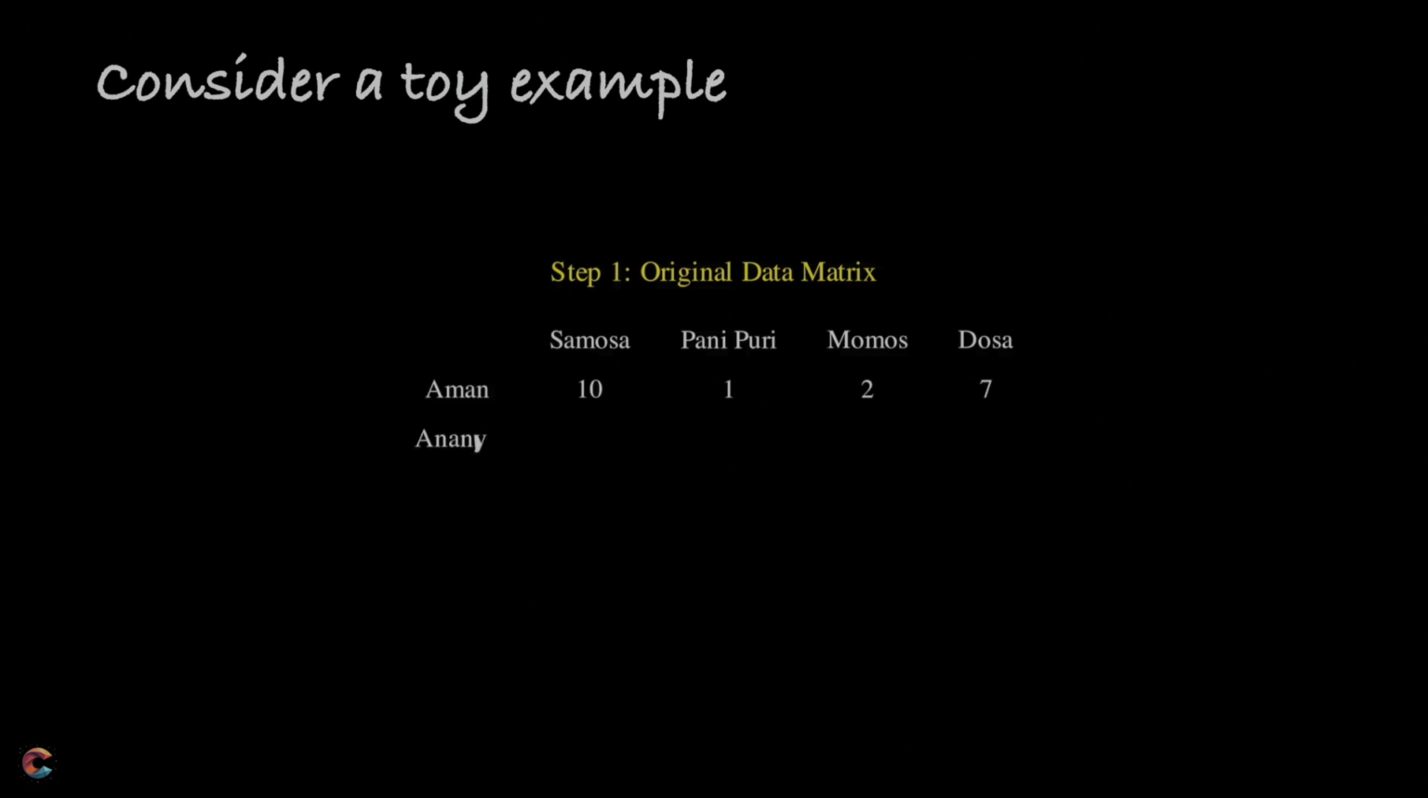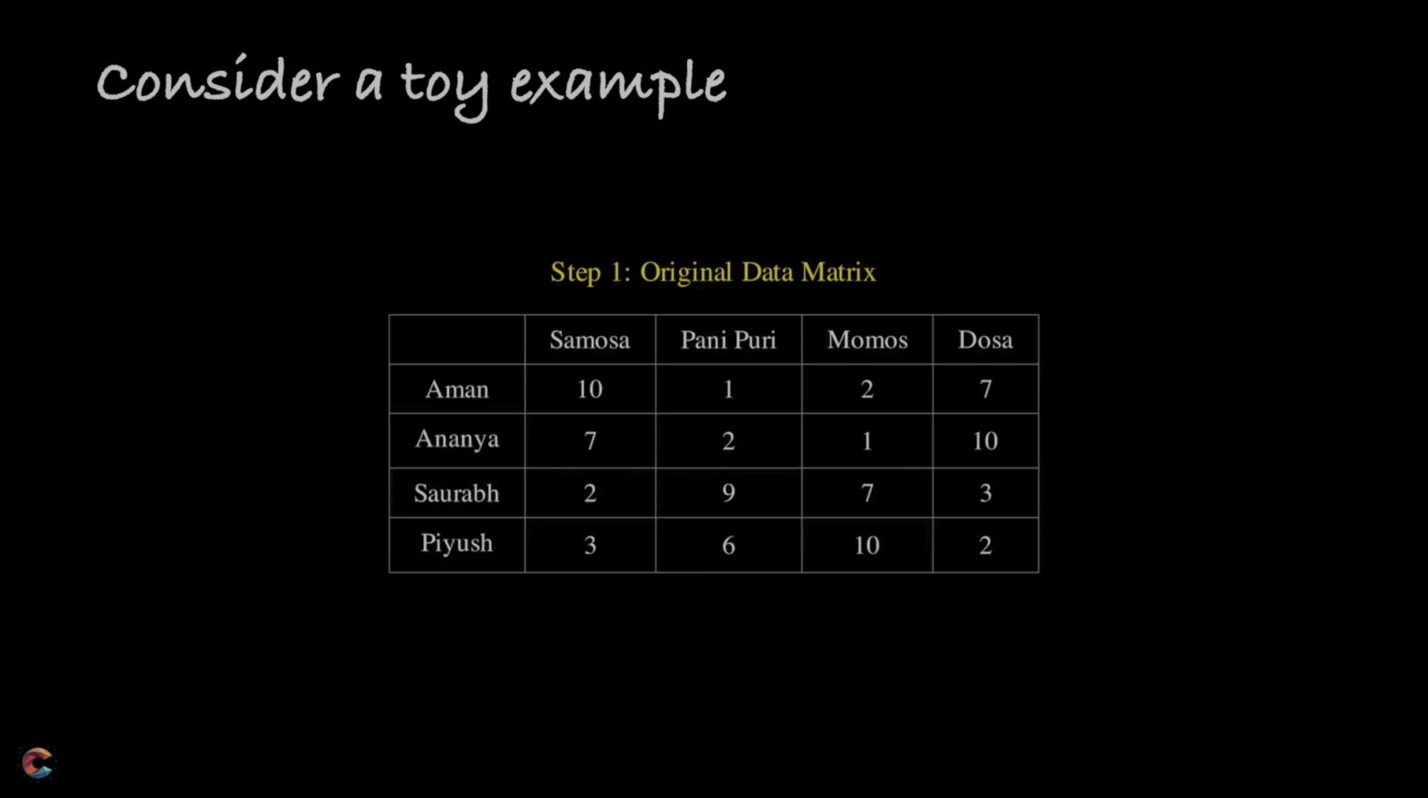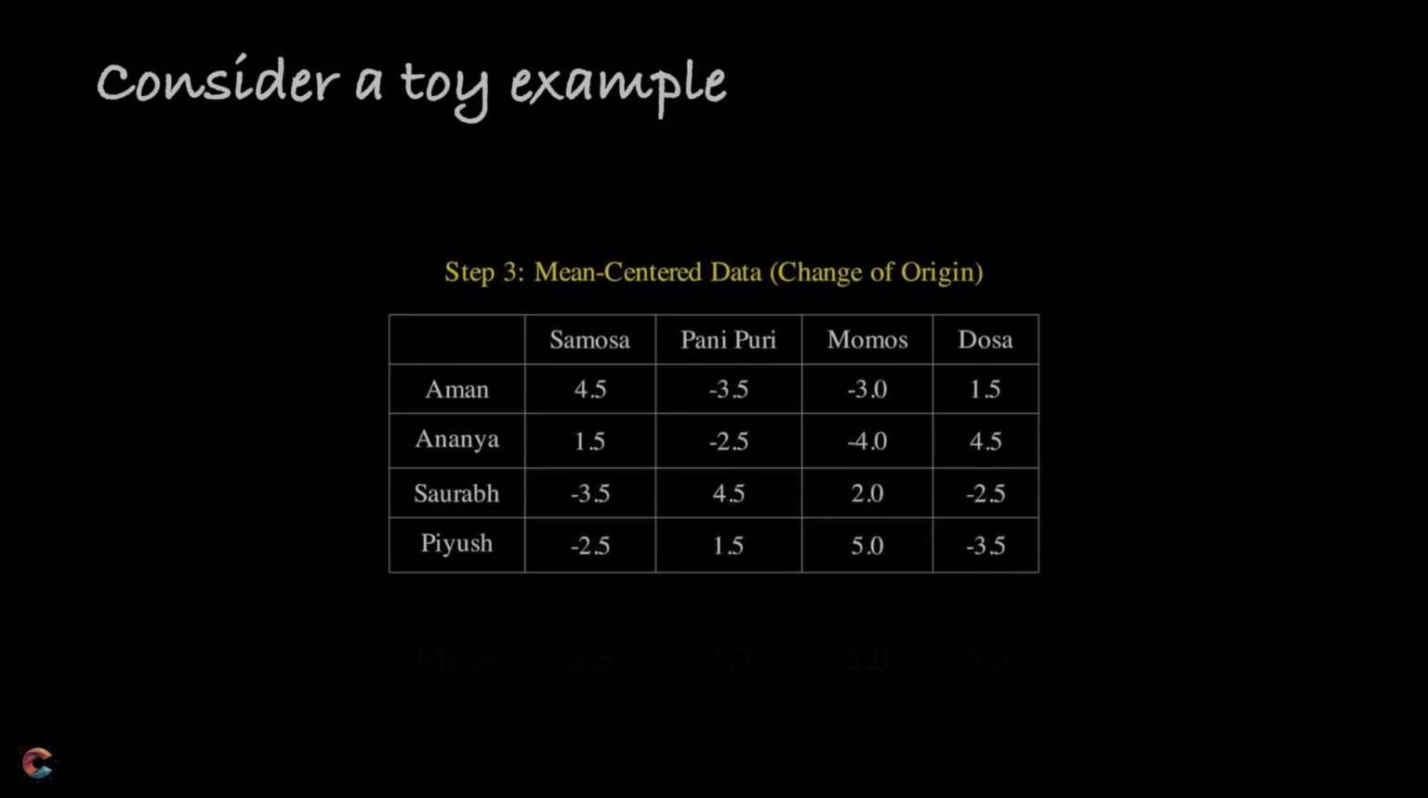Now we will walk through one example and see how PCA works. Suppose you ask some of your friends to rate on a scale of 1 to 10 four different foods. First, we center our data. We find the average rating for each snack and subtract it from everyone's score. For example, if the average samosa rating is 5.5, Aman's score of 10 becomes 4.5. This centers our food cloud at the origin.